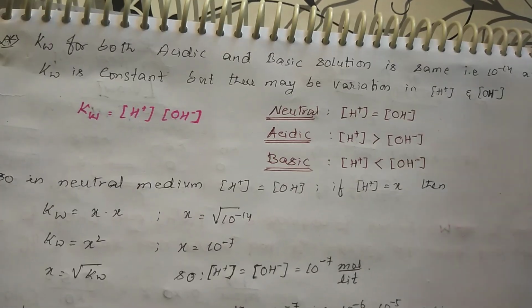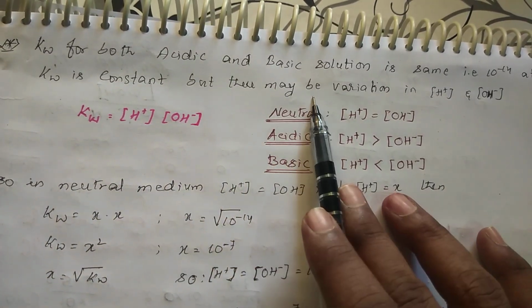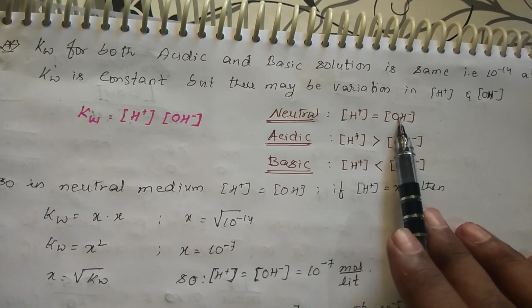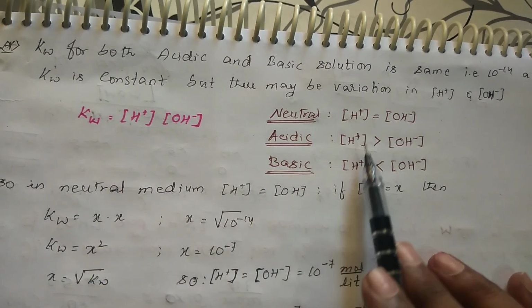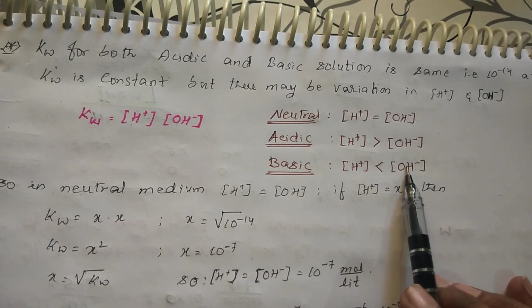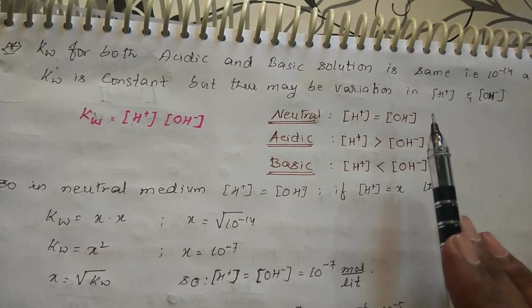Kw is constant, but there may be variation in H plus and OH minus. This may be varying, this may be varying, but Kw is constant. If this increases, this decreases. If this decreases, this increases. If both are the same, there is no problem.